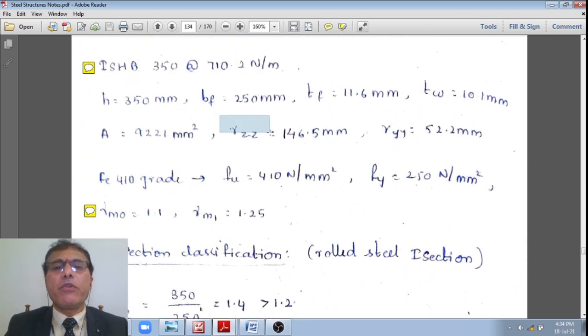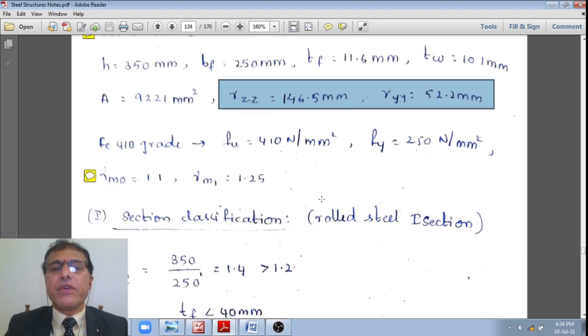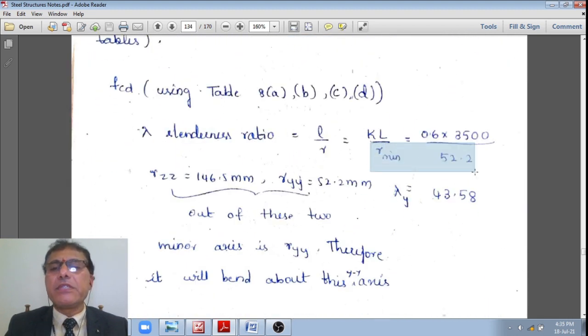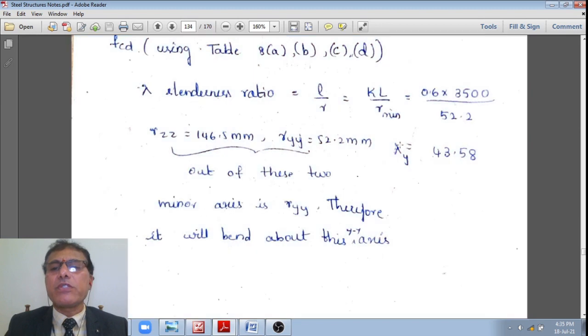We have seen that about the major axis the radius of gyration is equal to 146.5, whereas about the minor axis it is 52.2. Therefore, about the minor axis r min is equal to 52.2, and K we have already seen is 0.6 multiplied by 3500. Now it works out to say 43.58.